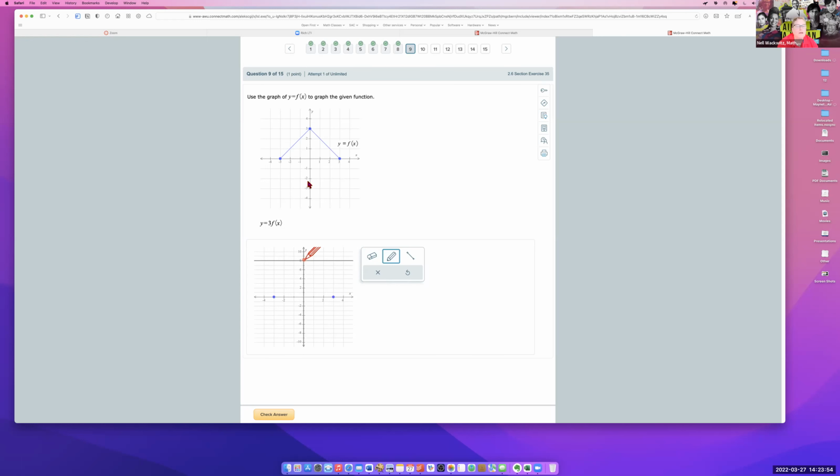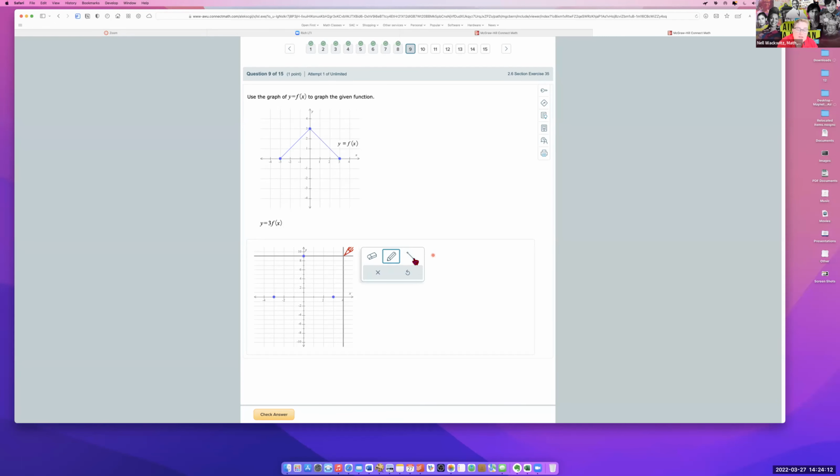And finally, we've got this point 0, 3. Y is equal to 3. 3 times 3 is, excellent. So the point 0, 3 will become 0, 9. Now I've got all my points.